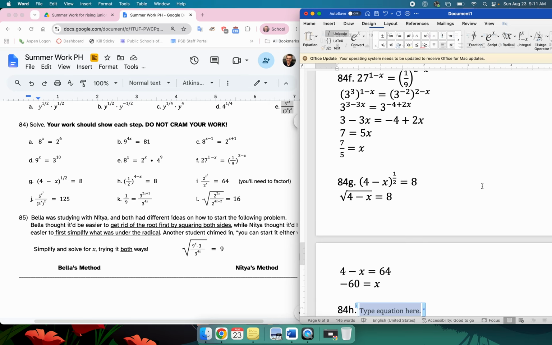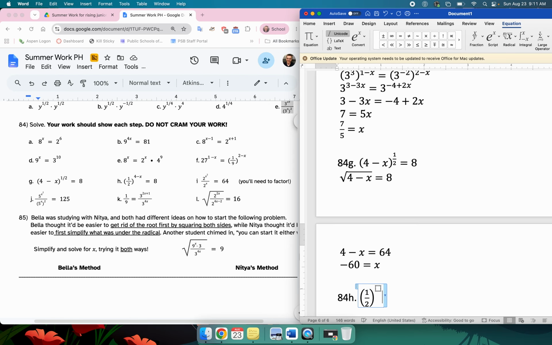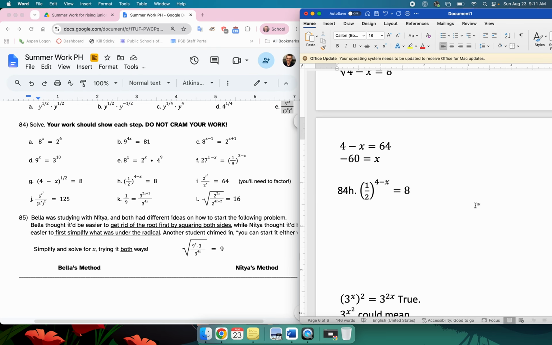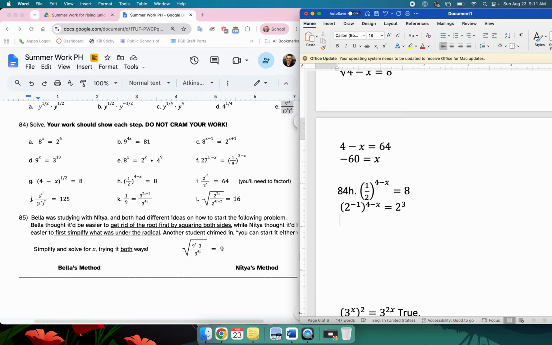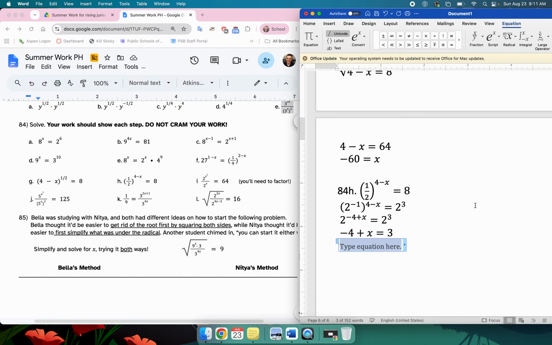84h, 1/2 to the 4 minus x is equal to 8. So that's 2 to the negative 1 to the 4 minus x. Everything here is a power of 2. So that's 2 to the power of negative 4 plus x is equal to 2 to the third. So negative 4 plus x is equal to 3. So x is equal to 7.